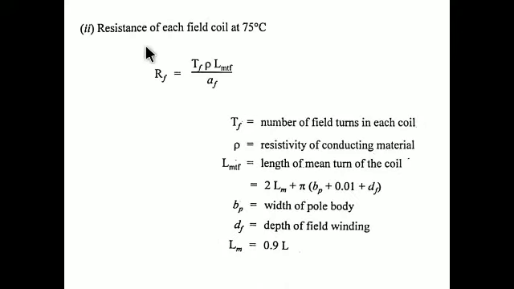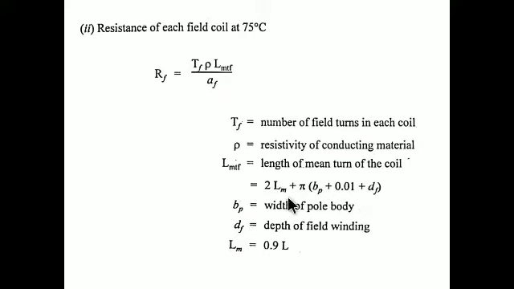The second one is finding the resistance at 75 degrees Celsius. The general formula is R equals rho L by A. Based on this, we can frame the equation: RF, the field resistance, is equal to TF into rho LMTF divided by AF. LMTF is the length of mean turn of the field, and AF is the area of the field conductor. TF is the number of field turns, rho is the resistivity, and LMTF is the length of the mean turn of the field coil. It is calculated by using this equation.